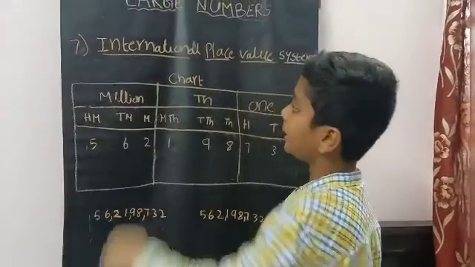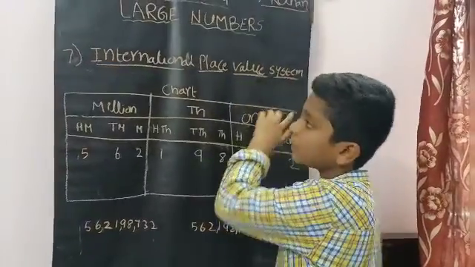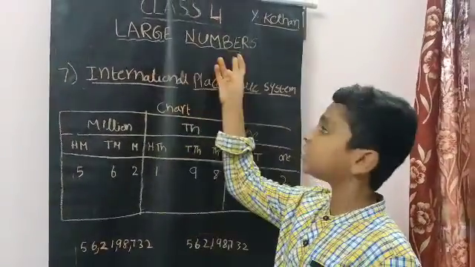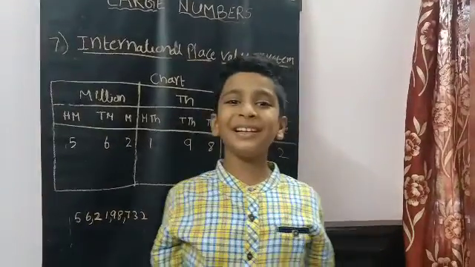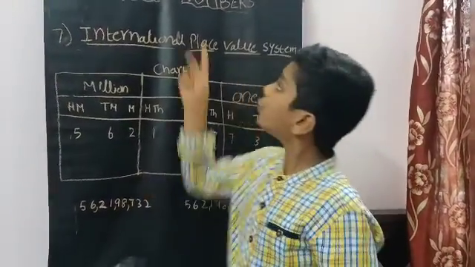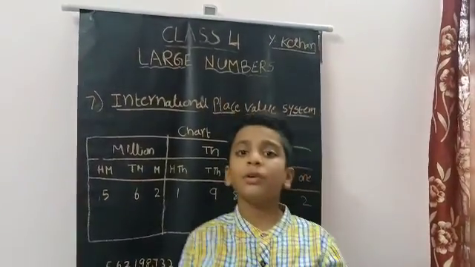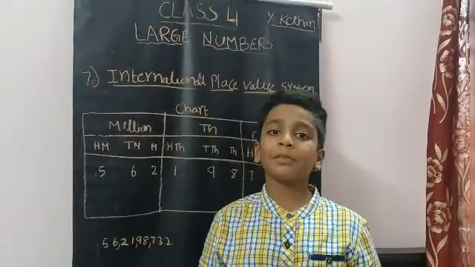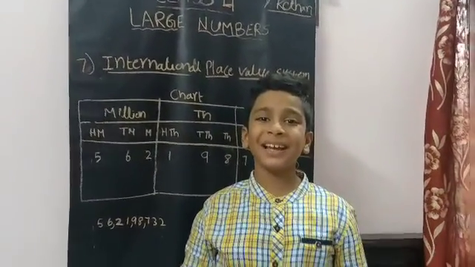Okay, again, the international place value system. The 7th concept is finished, and the topic of large numbers is also finished. Chapter 1 of 4th class, the large numbers concept, is also finished. Okay, in the other class, the 2nd chapter, we'll meet again.